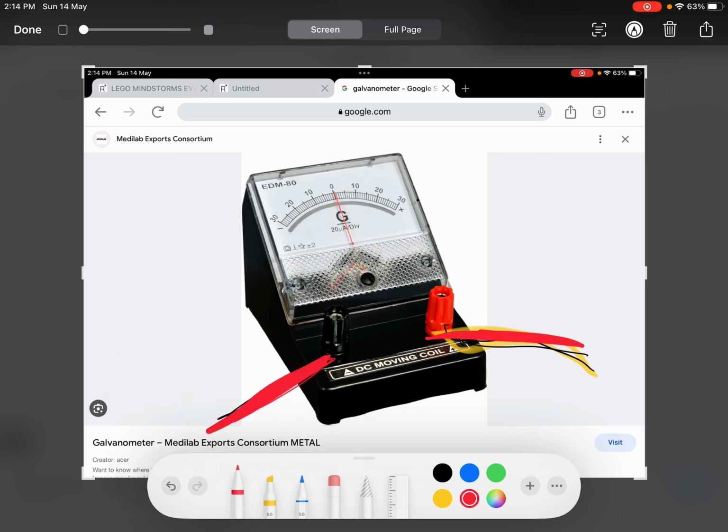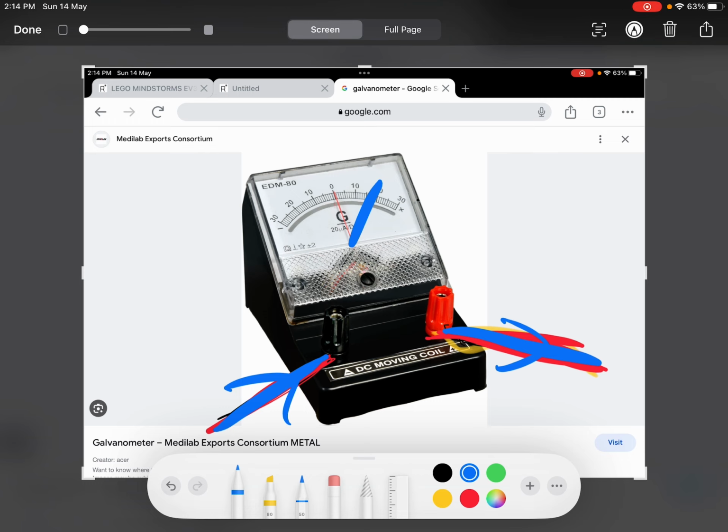A thick wire. Okay. If the current is going in like this, then the pointer will go this way, right? And if the current is going the other way, where is my undo button? If the current is going this way and out this way, the pointer then will go this way, right? So basically a galvanometer can tell you the amount of current and the direction of the current.